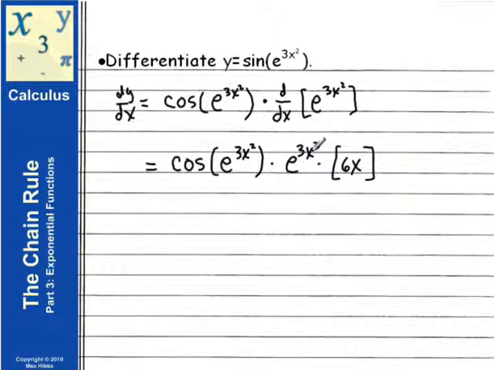So e to a power times the derivative of the power. Now we see that we have a string that we can clean up a little bit. We'll rearrange it. We usually put these factors in front, so I'll start with the 6x times the e to the power, that is e to the power 3x squared, and then finally the cosine of e to the power 3x squared.